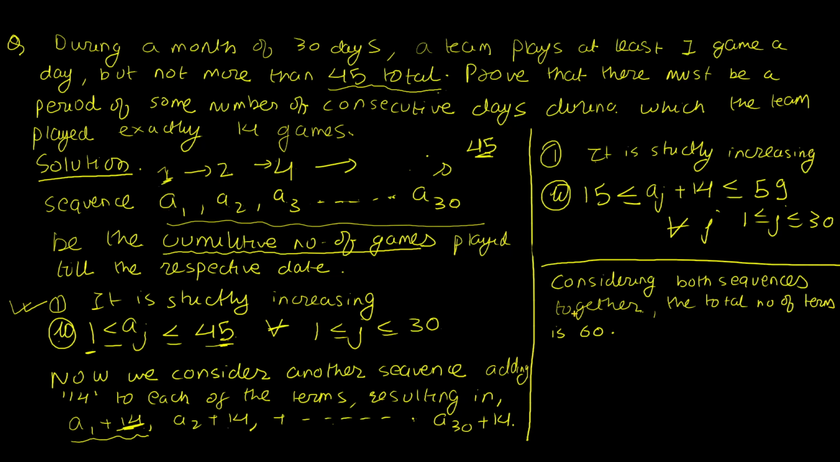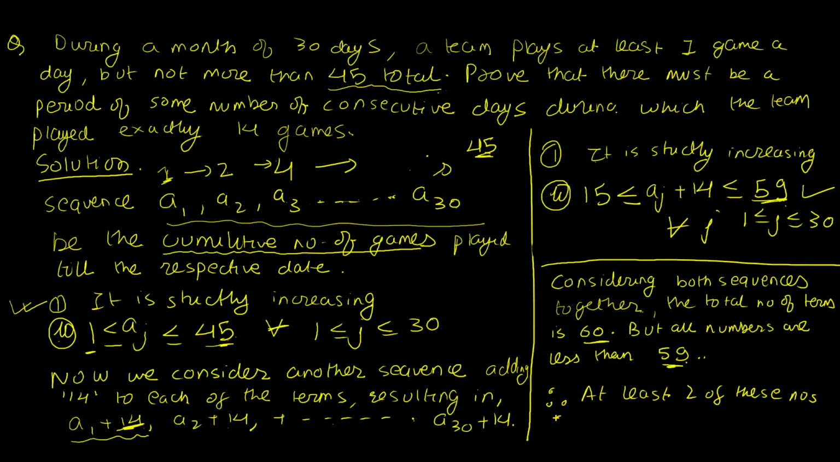But we know that all of these numbers are less than 59, because even after adding 14, I can tell that the maximum is going to be less than 59. So you have a total of 60 numbers in your sequence, but all of them are less than 59. That means at least two of those numbers should be exactly the same, because if none of them are equal, all 60 numbers cannot be less than 59. And this is a direct consequence of our pigeonhole principle, trying to put 60 pigeons in 59 pigeonholes. Therefore, at least two of these numbers should be equal.